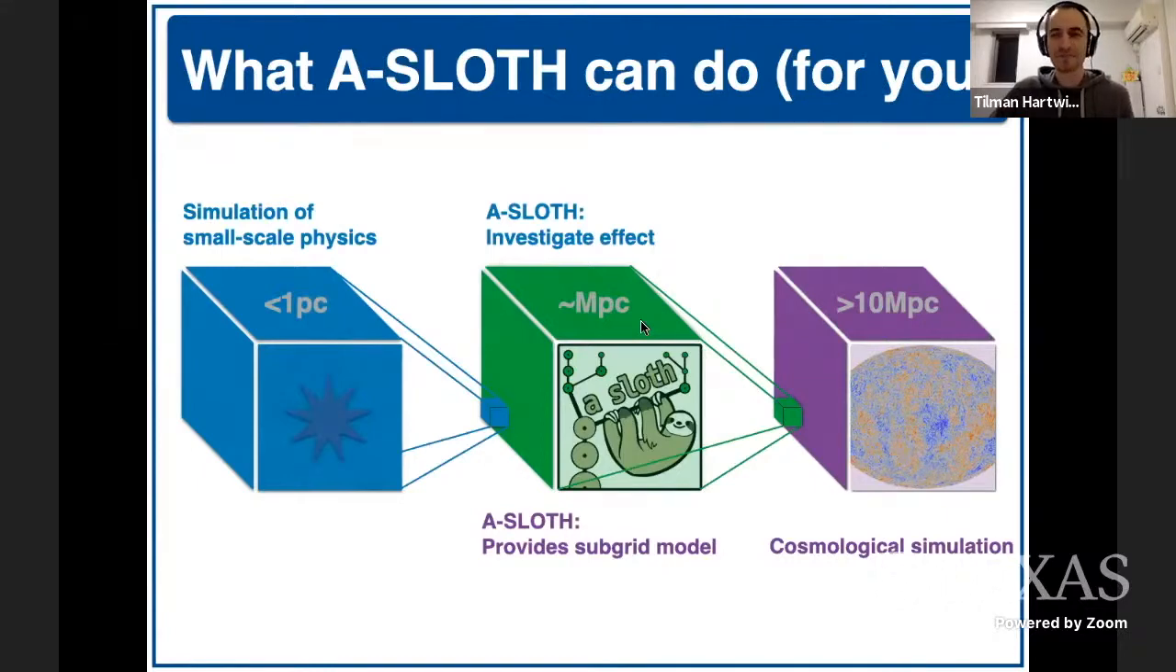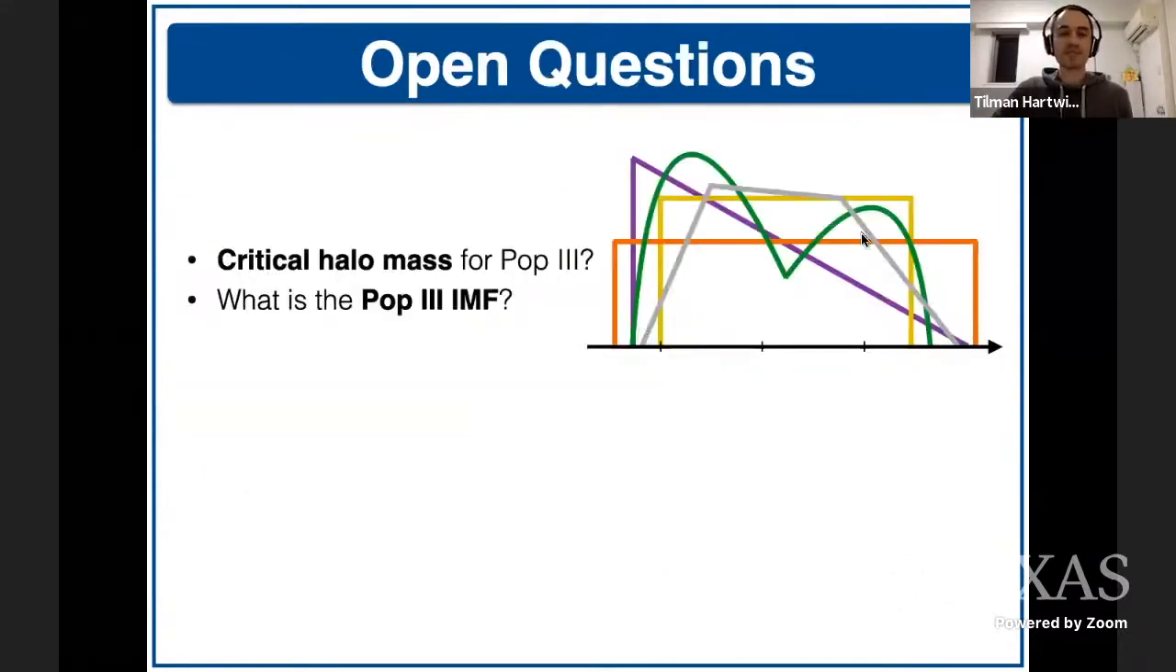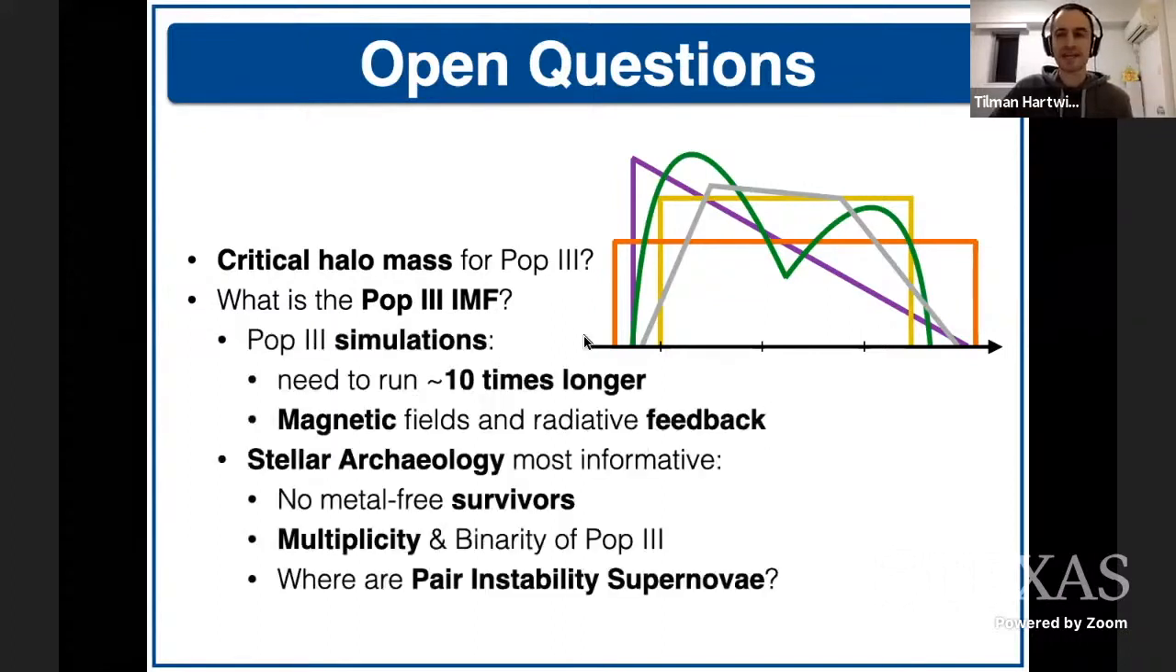We're working on it. So that brings me to my last slide, to the conclusion, to the open questions. One could condense it to 2 open questions. That is, what is the critical halo mass for POP3 star formation? And maybe Mihir will talk about this later. And what is the POP3 IMF? However, for the second question, we can maybe add a few more details.